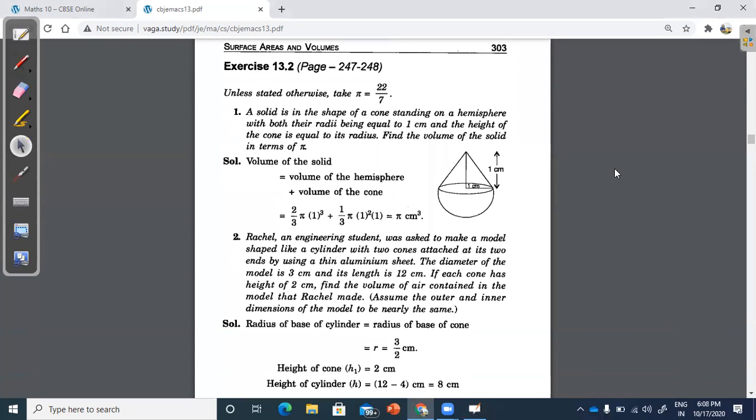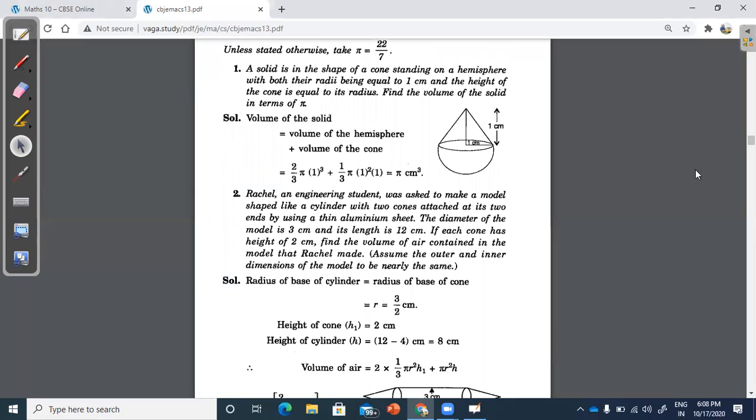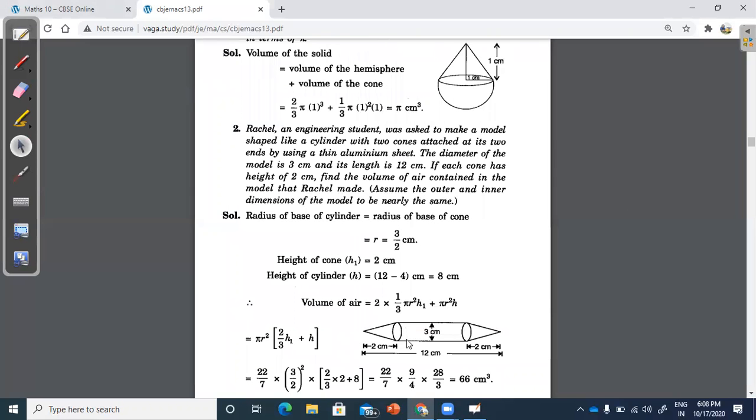Then we move on to the second question. In the second question, Rachel, an engineering student, was asked to make a model shaped like a cylinder with two cones attached at the two ends. So what is happening is we are having a cylinder with two conical ends like this. The diameter of the model is 3. So if diameter is 3, the radius is going to be half of that. So radius will take as 3 by 2 and the length is 12. This total length is 12. Find the volume of the air contained. So we have to find the total volume here.